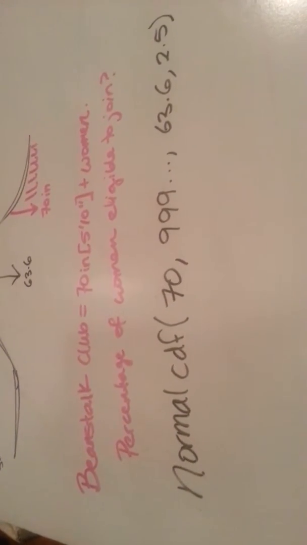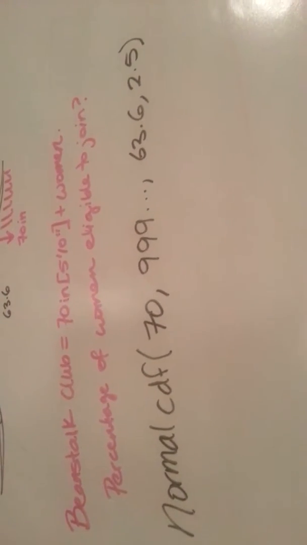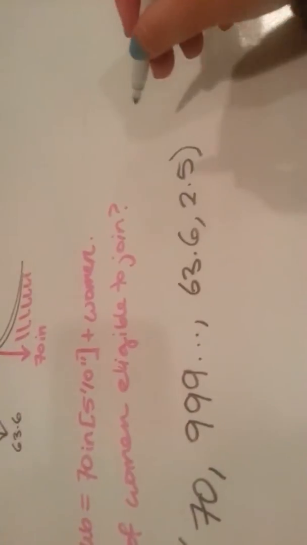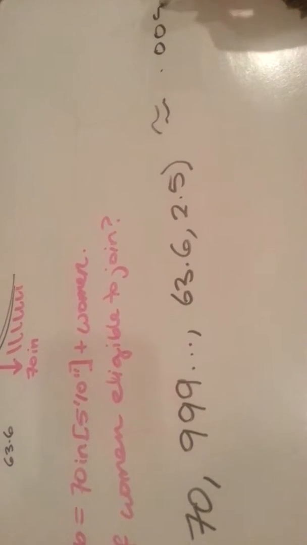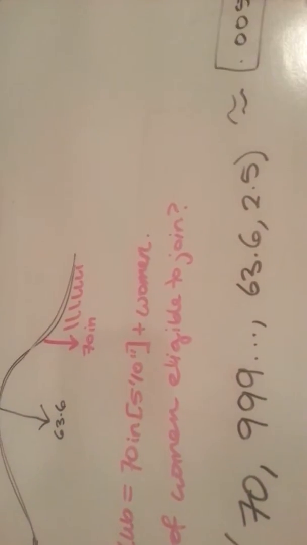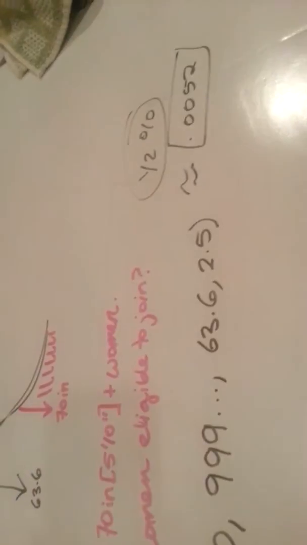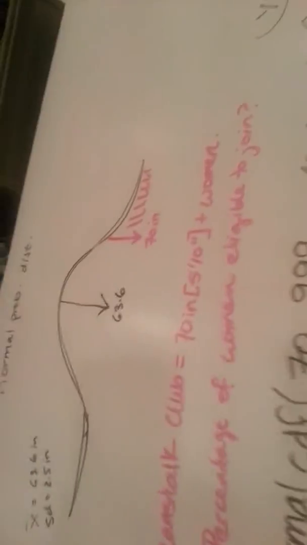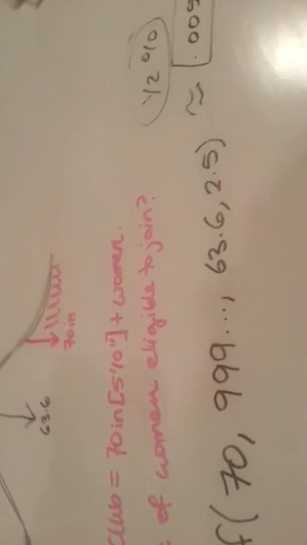You take normalcdf on your calculator and type in 70, a big number of 9s, 63.6, and 2.5. And this would equal approximately 0.0052, so about 0.5%. Okay, so now we're going to go into not just big numbers. We're going to use normalcdf in different ways.